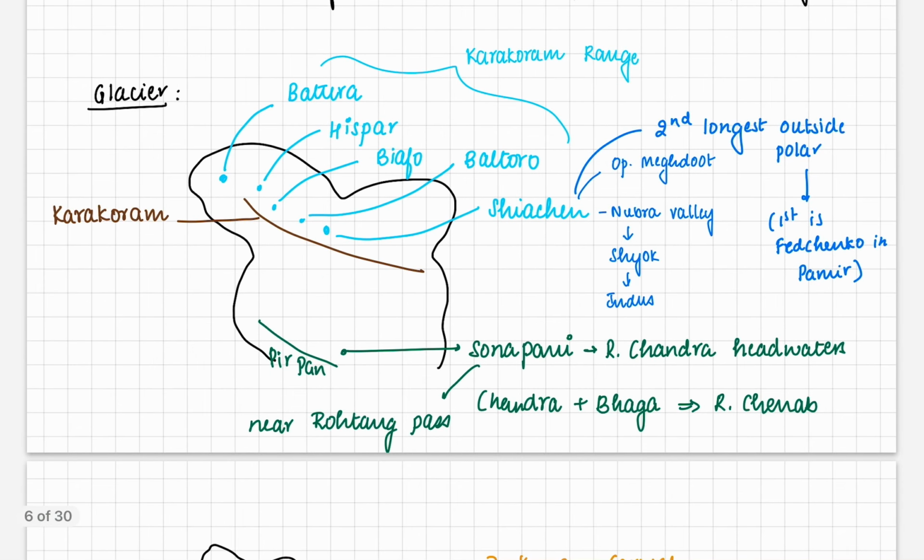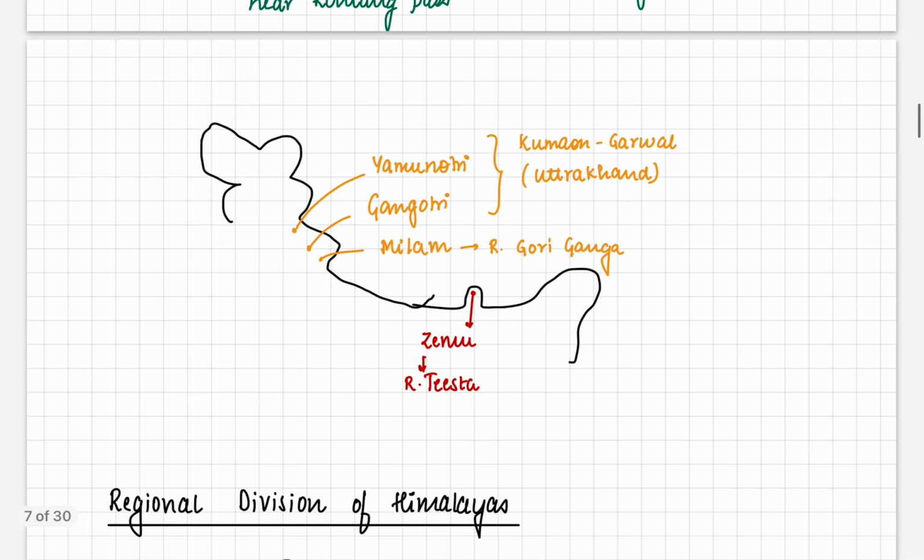We shall see the various glaciers which are found here. Around the Karakoram range, we see glaciers such as Batura, Hispar, Biafo, Baltoro, and Siachen. In the Pir Panjal range, it is Sonapani, which forms the headwaters of River Chandra. River Chandra and River Bhaga form River Chenab. Then there are the Yamunotri, Gangotri, and Milam glaciers, and the Zemu glacier.